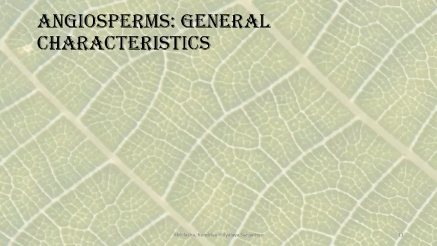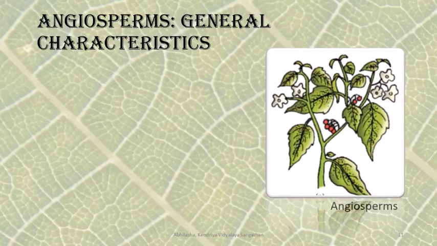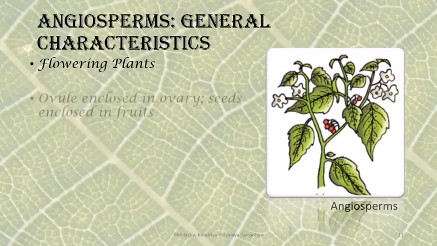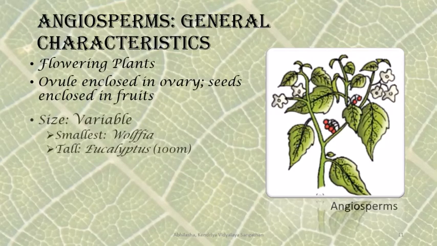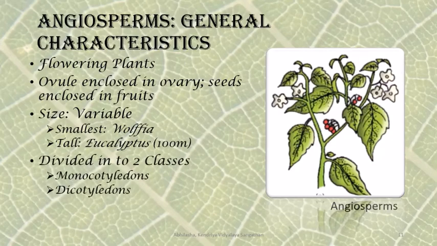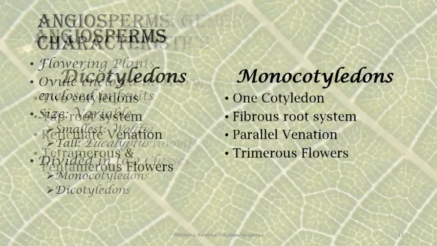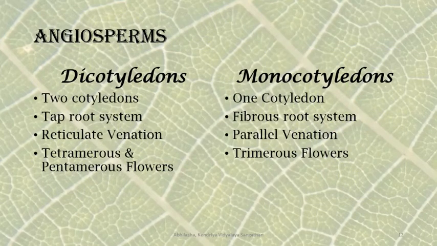Now, angiosperms are plants with flowers. These are also known as flowering plants. Here, pollen and ovules are enclosed in special structures known as flowers. Now, these are the differences between the two groups of angiosperms, the dicots and the monocots.